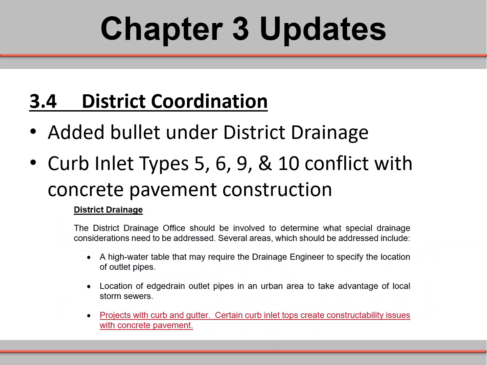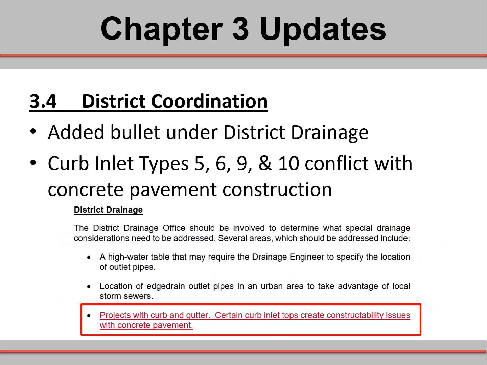Our first update is in Chapter 3, which is the chapter on the pavement thickness design process for new construction. Under the District Coordination section, we've added a bullet to the list for district drainage that says you need to involve the drainage office if you have a project with curb and gutter. This is because certain curb inlet tops create constructability issues with the concrete paving machine. Specifically, curb inlet types 5, 6, 9, and 10 are the ones that create issues, and the drainage manual has been updated to provide guidance on restricting the use of these types of inlets on concrete pavement projects. So by adding the bullet here in the rigid manual, we're closing that communication loop between the pavement engineer and the drainage engineer.